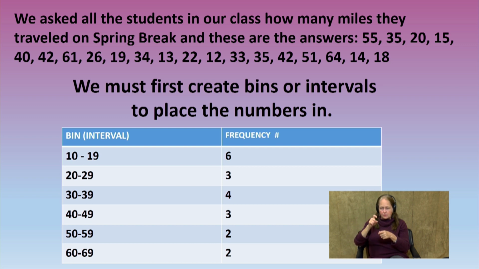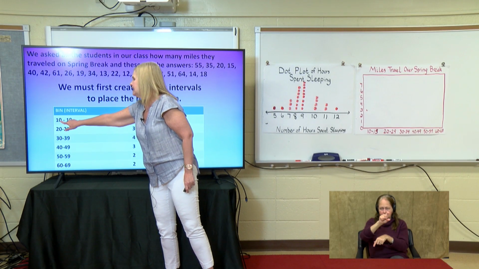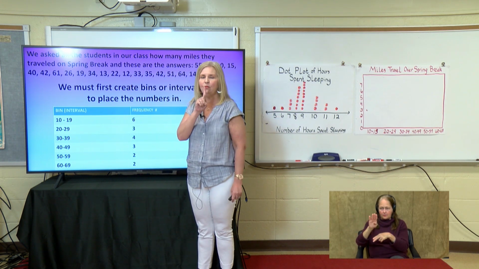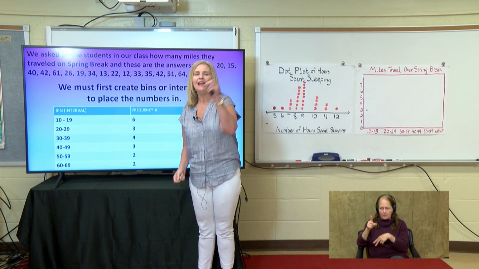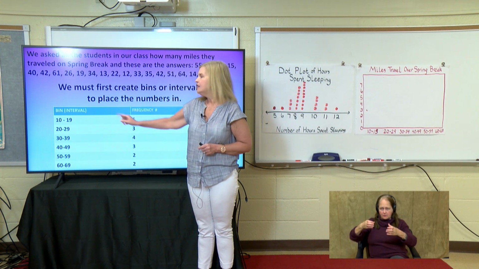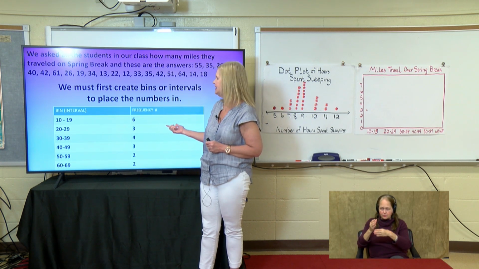We must first create bins, or intervals, to place the numbers in. These are called bins, which means between 10 and 19. That's bin 1. It's just like if you had a bucket and you were dropping the numbers in the bucket that go in that range. But how many numbers do we have between 10 and 19?